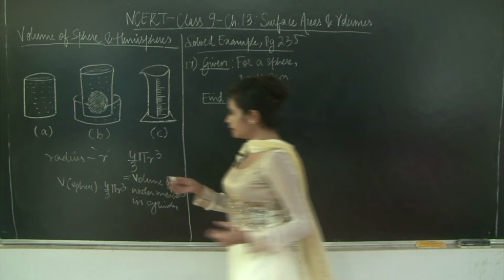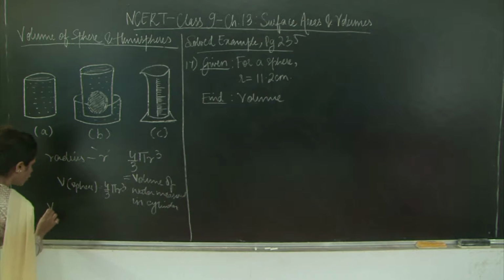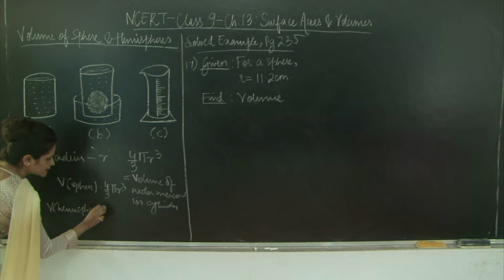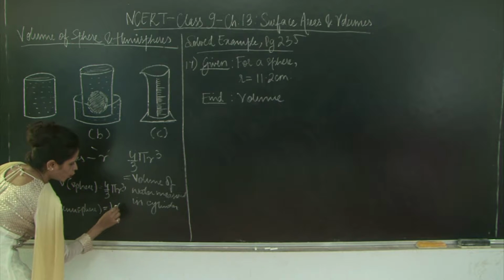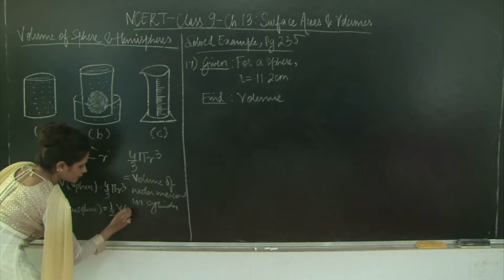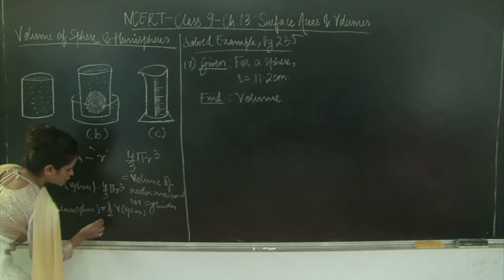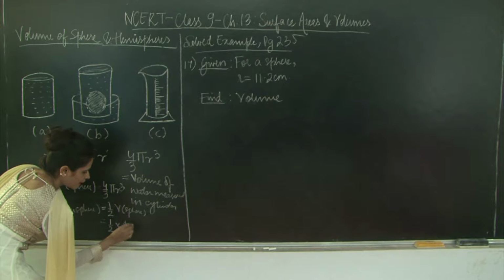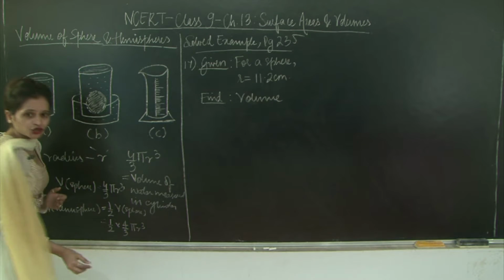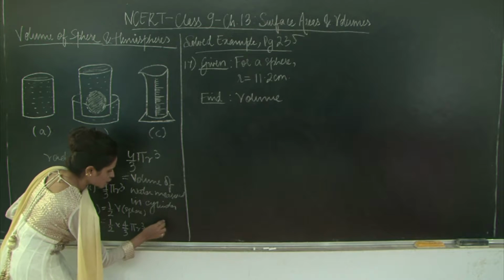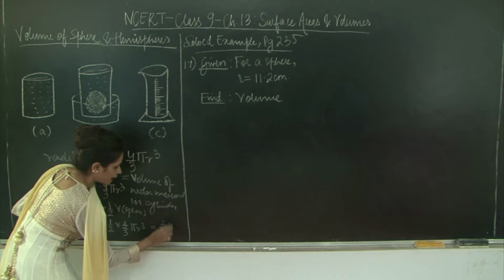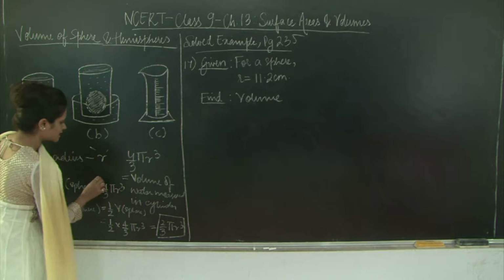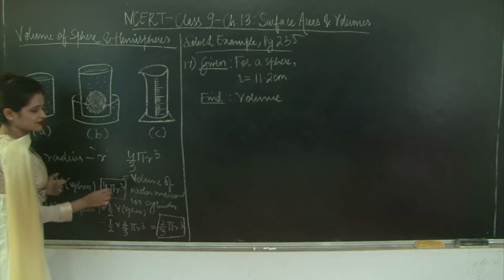So, volume of hemisphere is equal to half volume of sphere, which is equal to half into 4 upon 3 pi R cube. If you cancel, you will get 2 upon 3 pi R cube. This is the formula for volume of hemisphere, whereas this is the formula for volume of sphere.